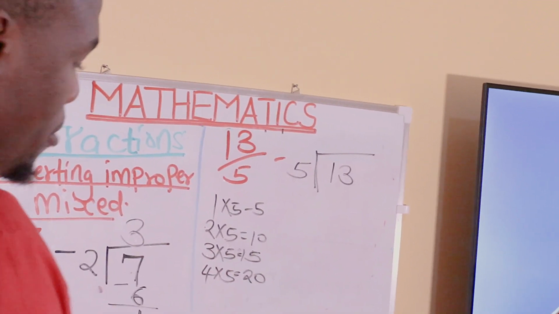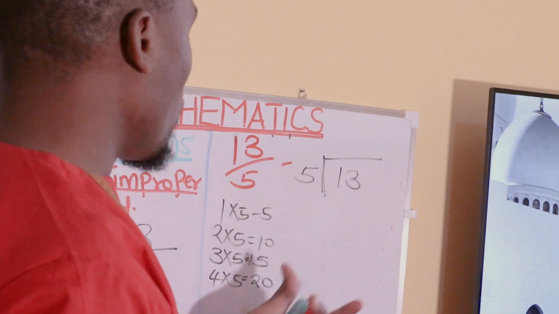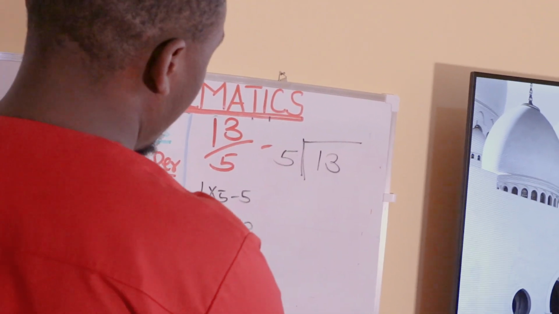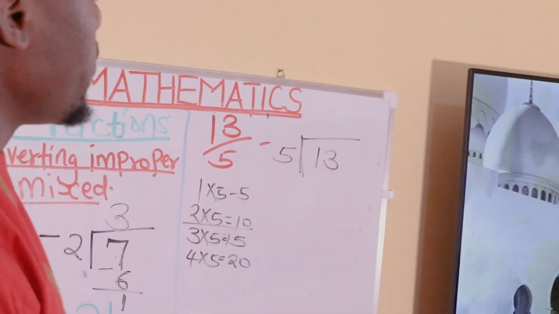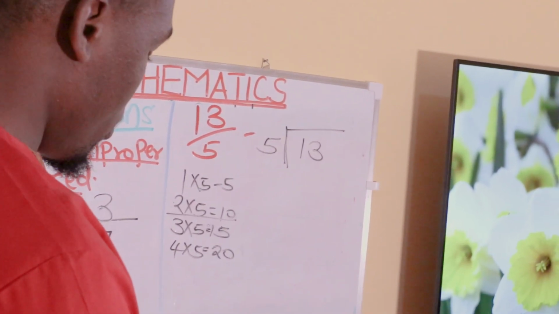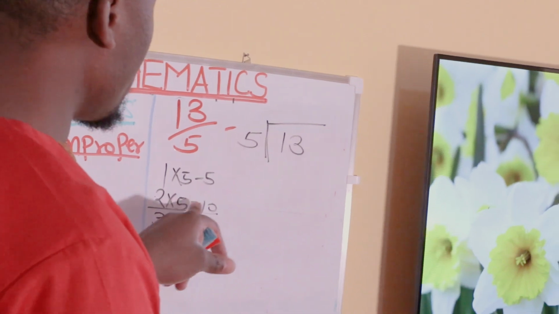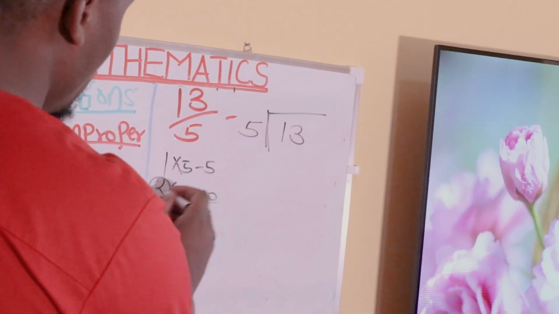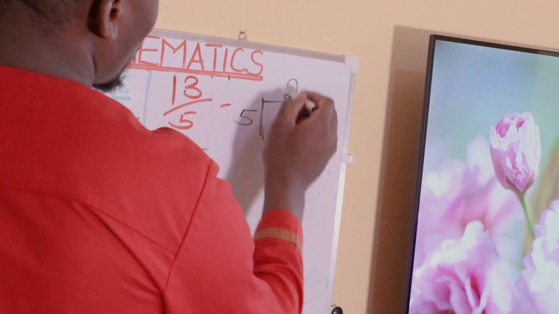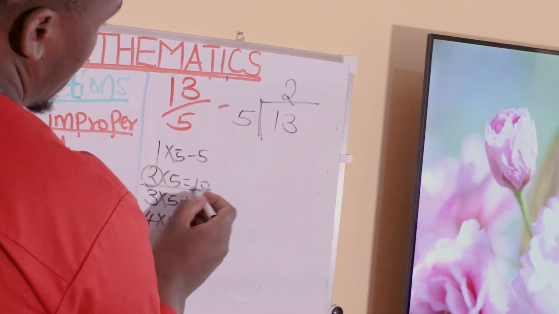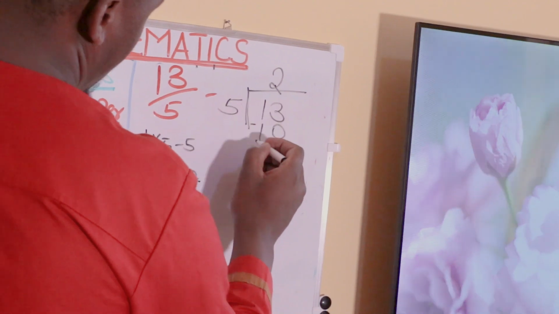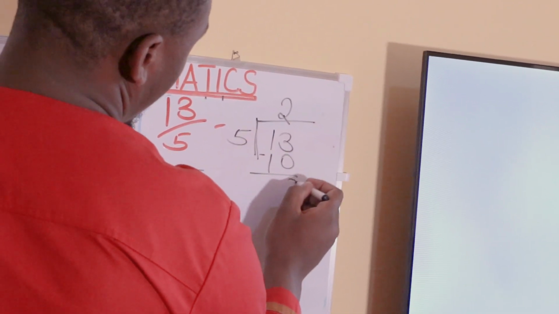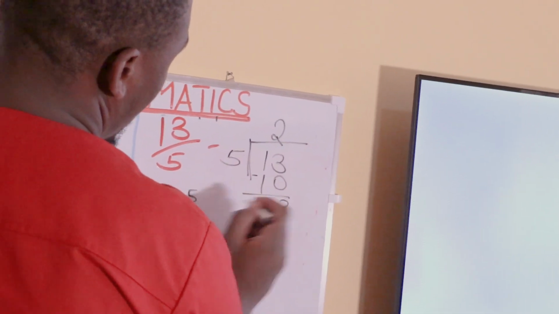Now we ask ourselves, how many groups of 5 are there in 13? Or what can we multiply by 5 to get a number that's close to 13? We find out that 10 is the number that is close. 5 multiplied by 2, you get 10. That is the number that is close to 13. So we say 2. 2 multiplied by 5, what do we get? The answer is 10. Then we subtract. 13 take away 10: 3 take away 0 is 3, 1 take away 1 is 0.